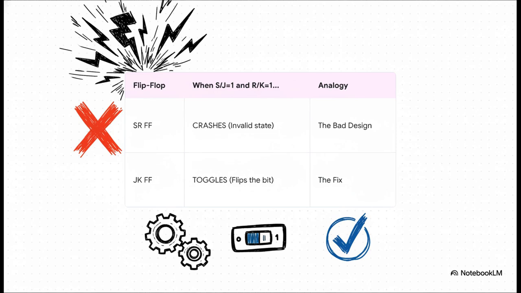The first try, the SR flip-flop, had a major bug. If you gave it 2 1s as input, it would just crash. It would enter this forbidden, invalid state. Total disaster. So they invented the JK flip-flop. It's the fix. When it gets 2 1s, it doesn't crash. It does something smart. It toggles. It just flips whatever bit it was holding.